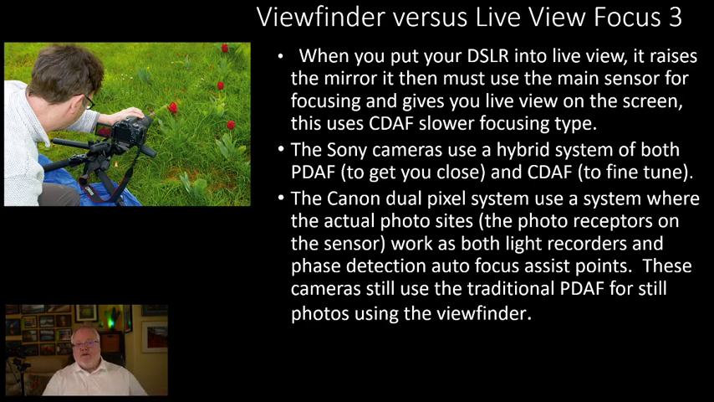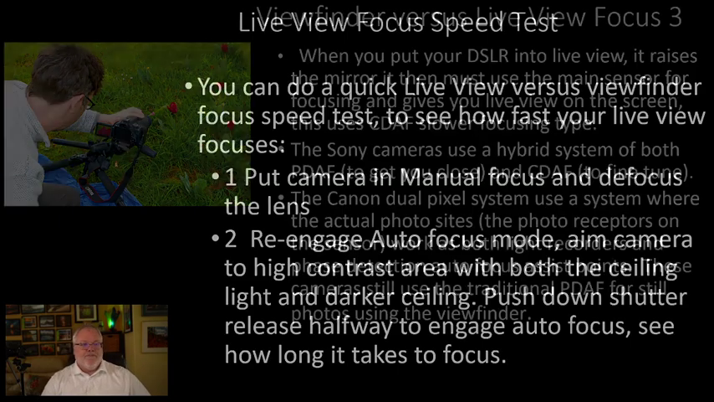It's in most of their newer cameras, but not every camera. And that uses a system where the actual photo sites, which are the little receptors that receive light, are figured out a way to use those to both record the image, stills or video, as well as measure the focusing distance. Those use the dual pixel when the sensor is open and when you're in live view, and then when the mirror goes down, it uses a traditional PDAF for still photography using the viewfinder.